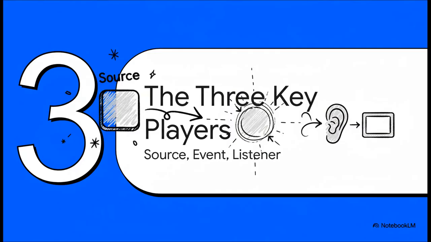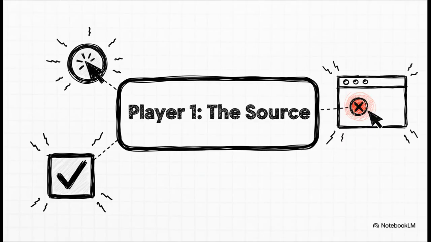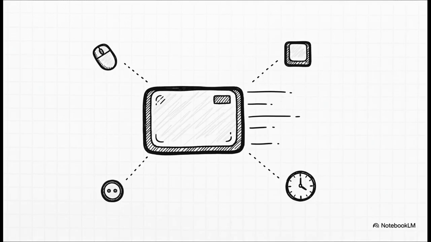All right, so let's properly introduce the three stars of this entire operation: the source, the event, and the listener. First up, we have the source. This is just your GUI component, plain and simple. It's the button you click, the checkbox you tick, the window you try to close. In this whole model, its only job is to create an event when something happens to it. That's it.